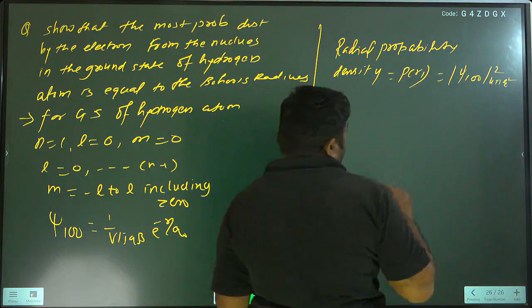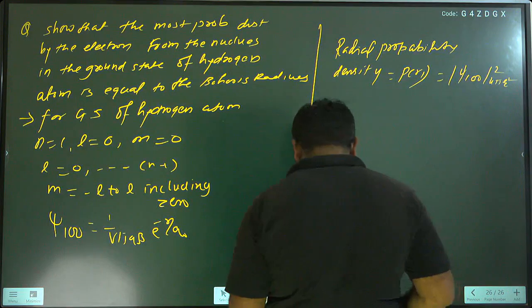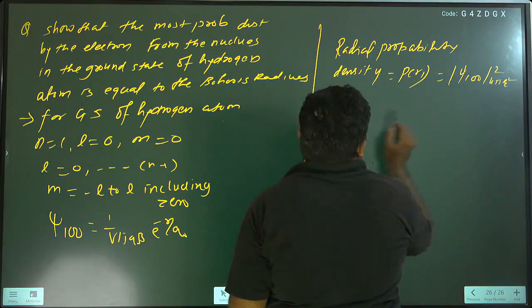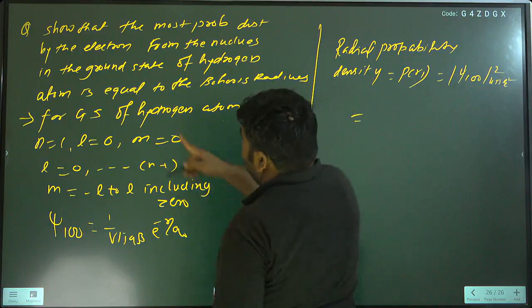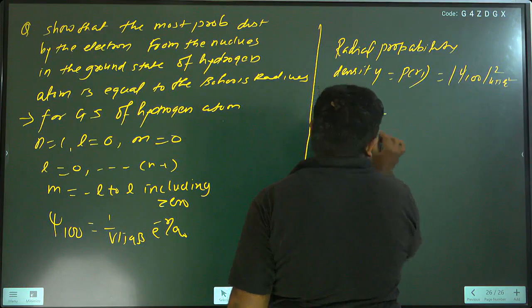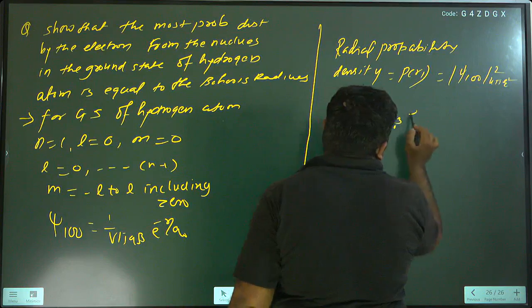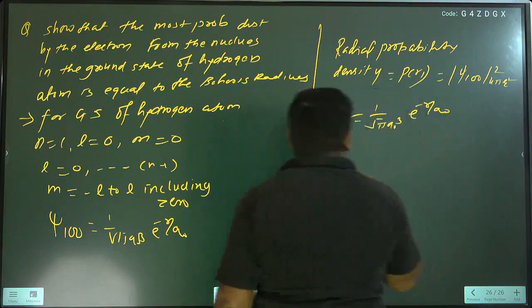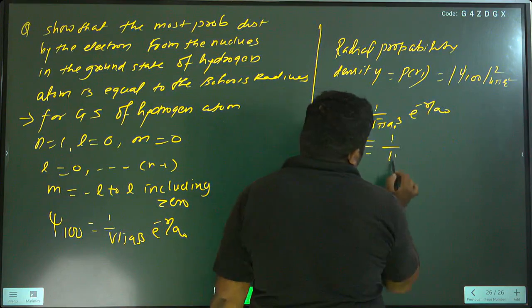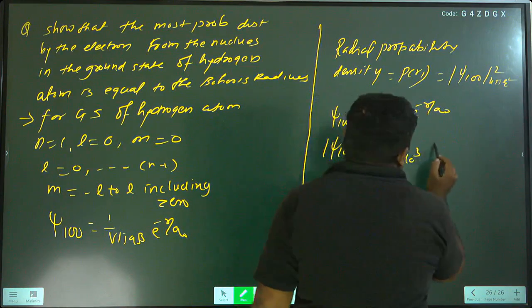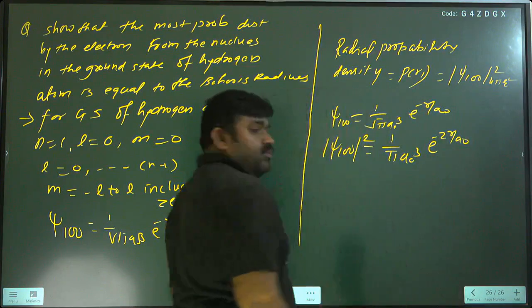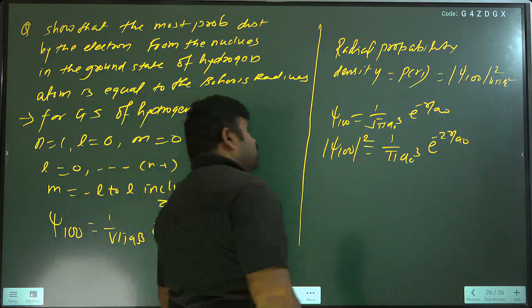बस spherical में ये एक बात याद रखिए. Okay. Then this is equal to how much? Mod psi into psi star. This one is a real, na? Then psi is equal to how much? Psi 100 is equal to 1 upon under root pi a naught cube e to the power minus r upon a naught. Then what is the mod psi square? Mod psi 100 square is equal to 1 upon pi a naught cube into e to the power minus 2r upon a naught. समझ में आ रहा है? ये हो गया mod psi square.